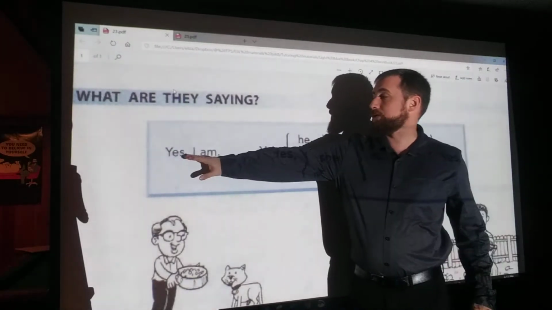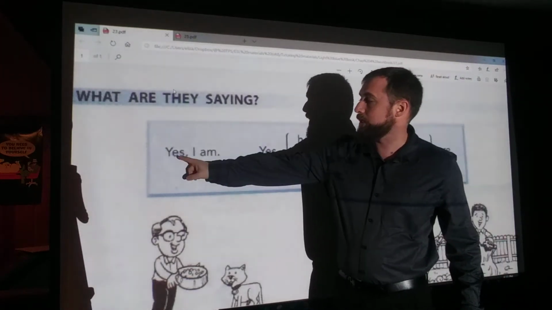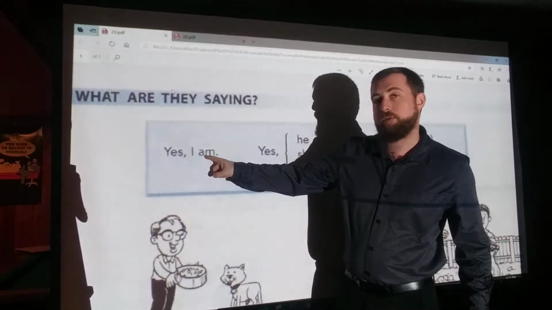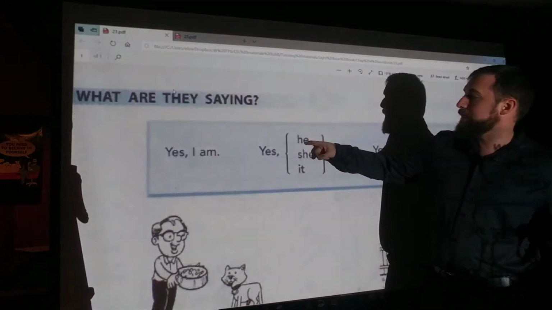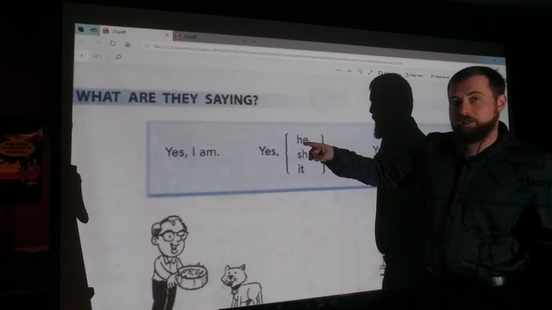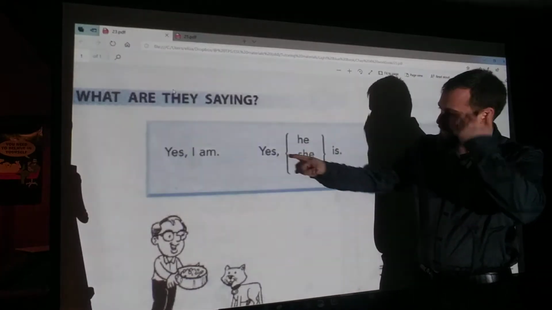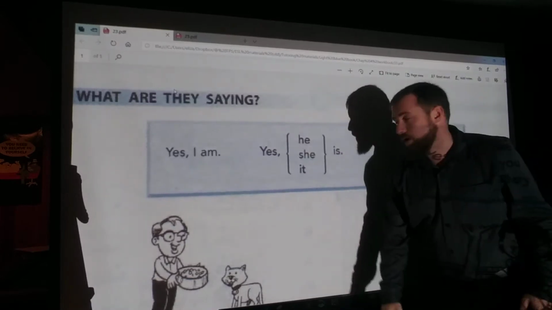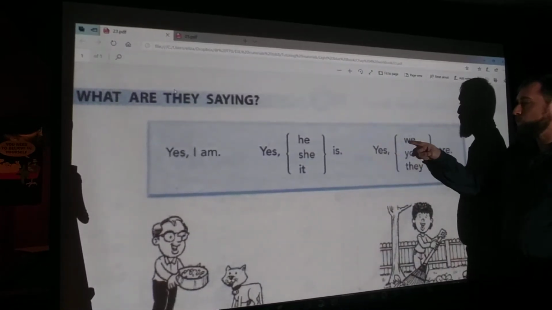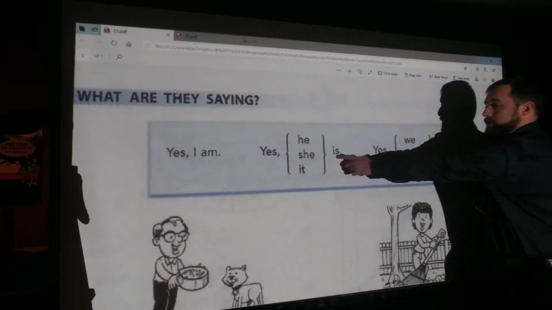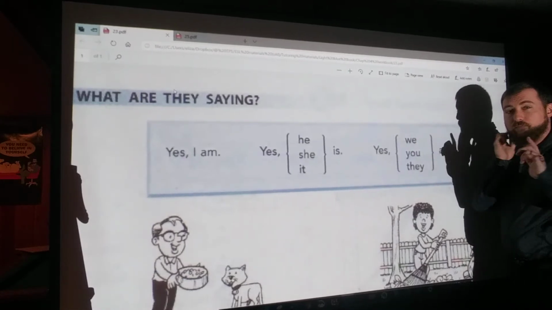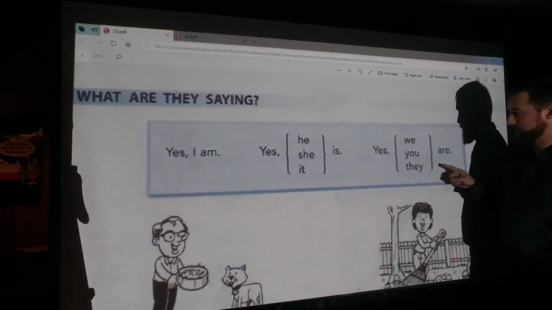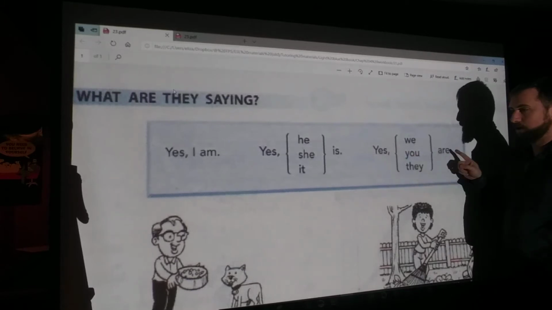So let's read these examples together. This is when we're answering a question. So we'll say, yes, I am. If we're using the pronoun I, we use the verb am. Yes, he is. Pronoun he goes with the verb is. Yes, she is. Yes, it is. Over here, it changes again. Yes, we are. Is, are. Pay attention. I've seen people get those confused several times, so we're going to pay attention and get it right. Yes, you are. Yes, they are.